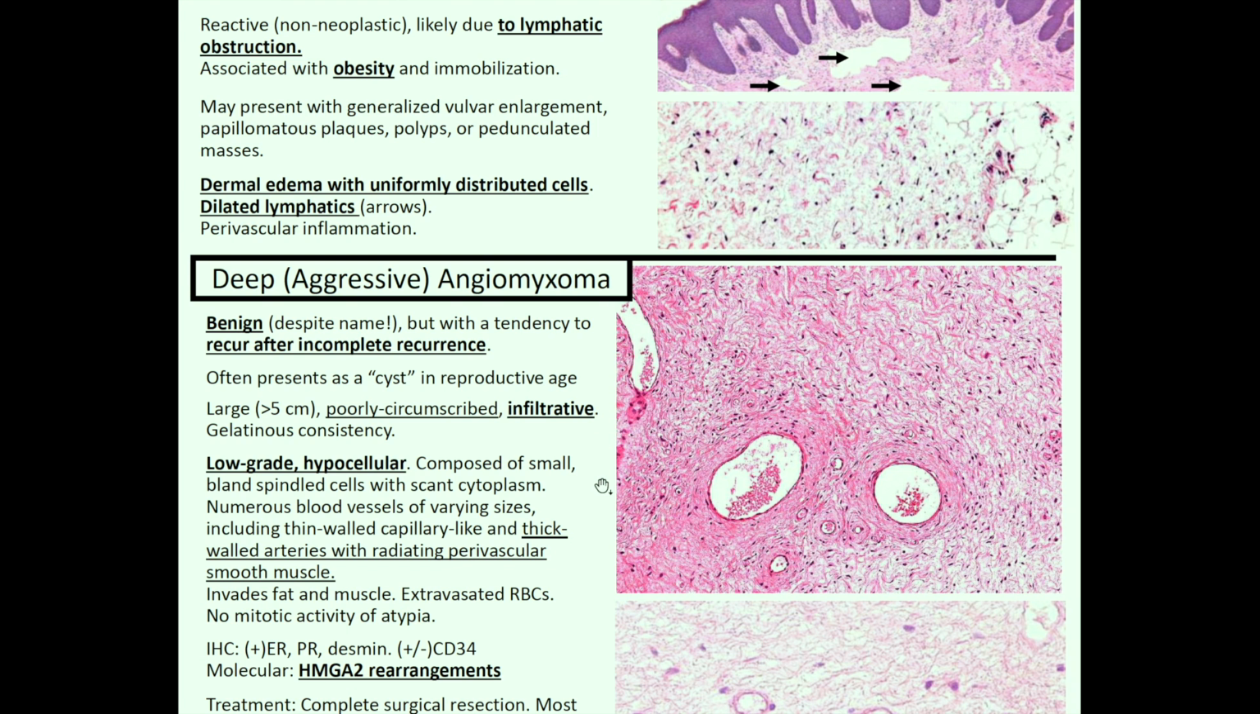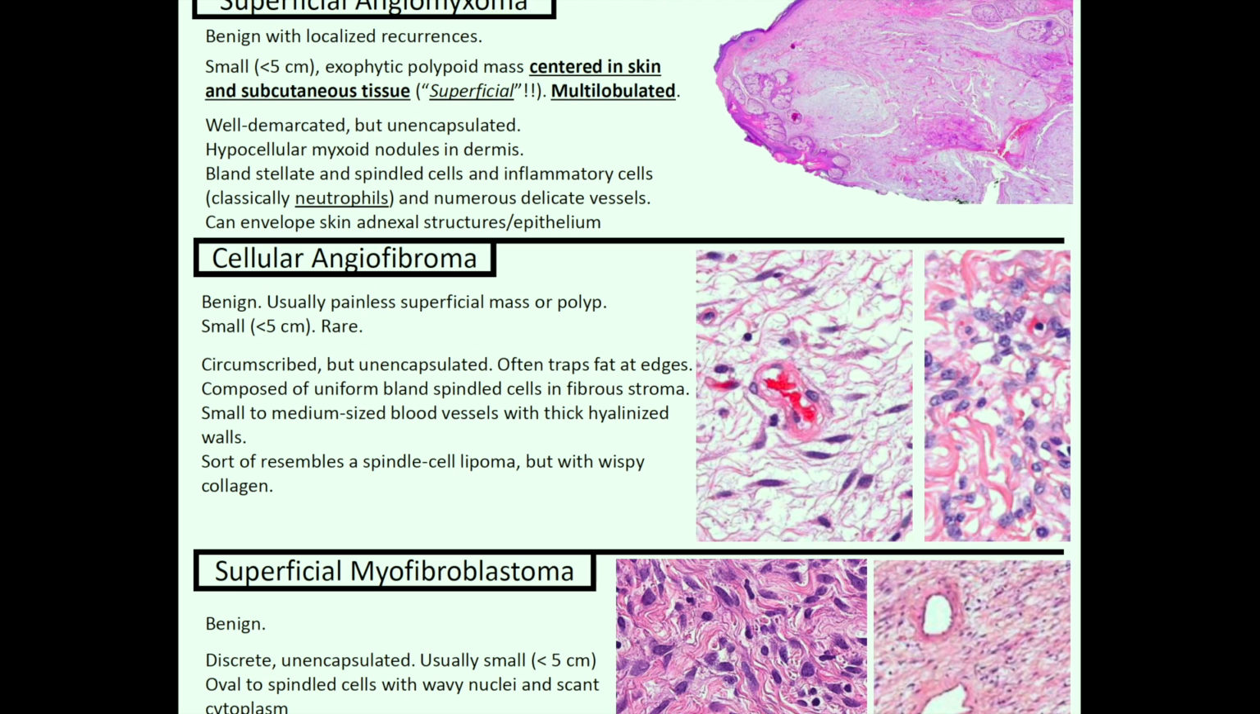For IHC, it's going to be positive for ER, PR, and desmin, and plus/minus for CD34. The molecular finding for deep aggressive angiomyxoma is an HMGA2 rearrangement, and the treatment is complete surgical resection. Most people are treated with the first surgery.